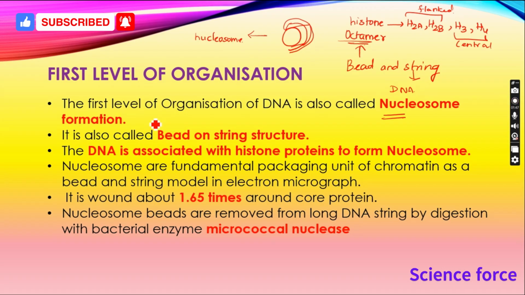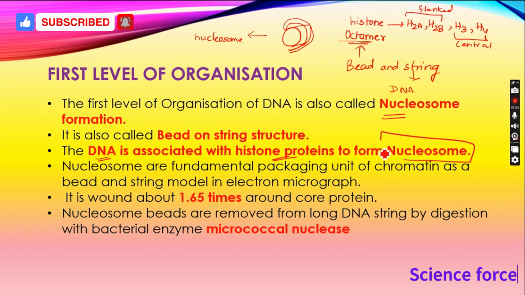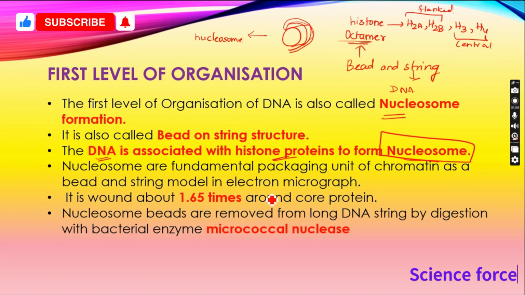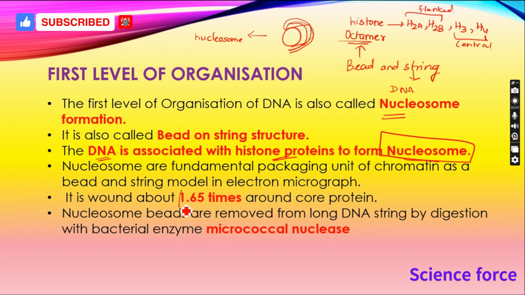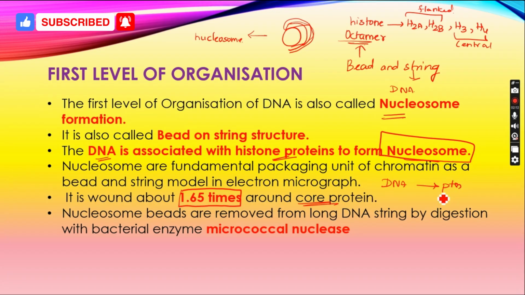So, a DNA is going to be associated with the histone proteins. This is known as a nucleosome. Here, the DNA is wound around it. This wounding is found to be 1.65 times around the core protein. That means the DNA is wound around the protein about 1.65 times.